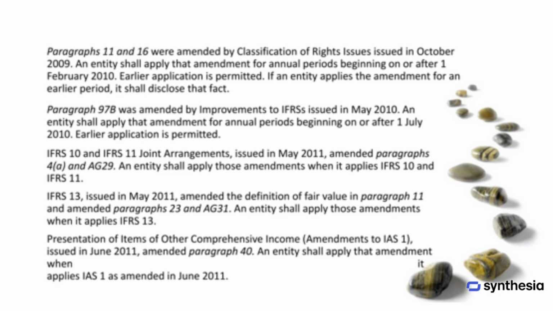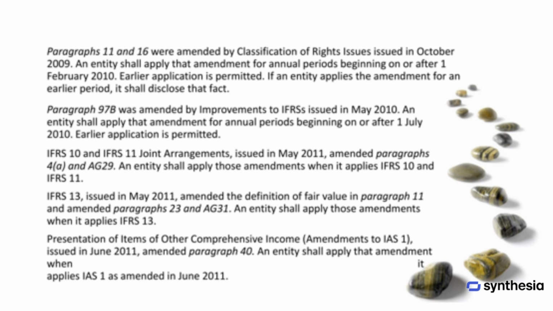Paragraphs 11 and 16 were amended by the classification of rights issues issued in October 2009. Entities are required to apply this amendment for annual periods beginning on or after February 1st, 2010. Earlier application is permitted, and if an entity applies it for an earlier period, it must disclose that fact. Paragraph 97B was amended by the improvements to IFRSs issued in May 2010. This amendment must be applied for annual periods beginning on or after July 1st, 2010, and earlier application is also permitted.